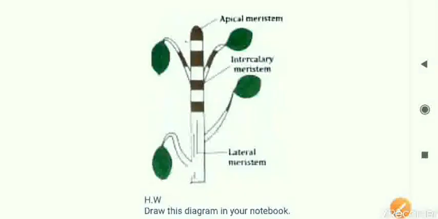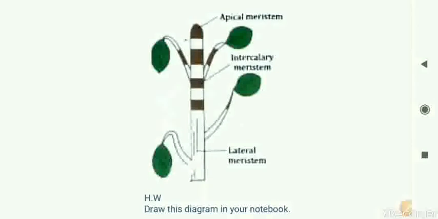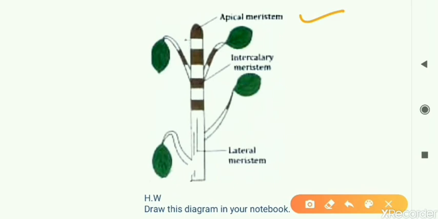Let's have a look here now. The diagram is given in your textbook also, and you have to draw this diagram in your class notebook. This is the homework for this week, that you draw this diagram in your notebooks. First, we will look at the apical meristem. It is present at the tip of the stem. Also the roots: in the diagram the roots are not shown, but if the roots were there, it would be present on the tips of the roots also.